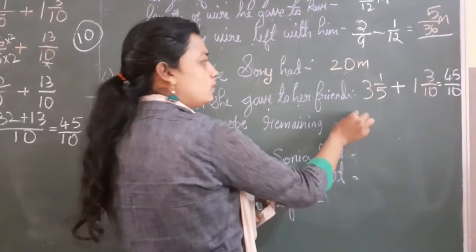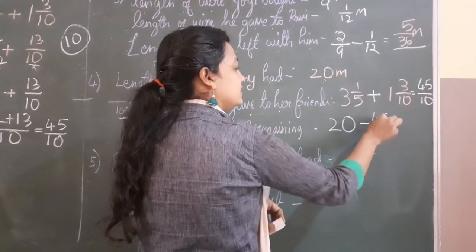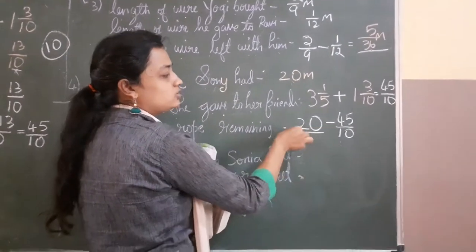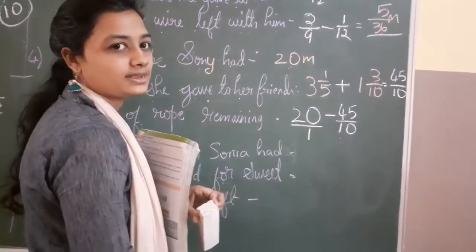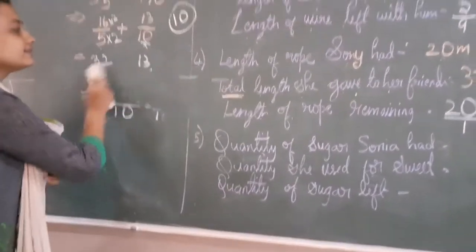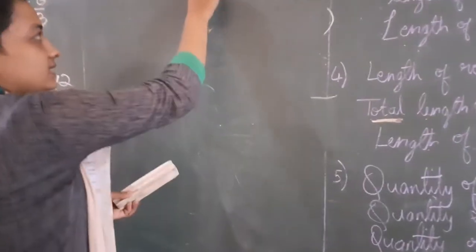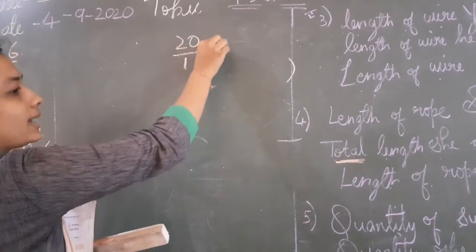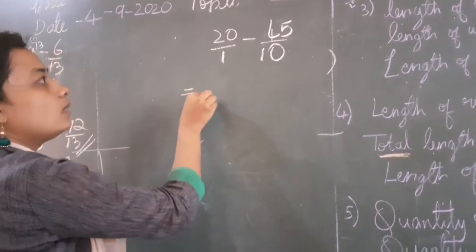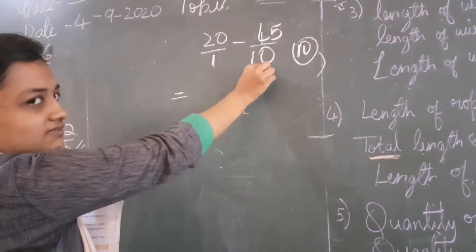For that, what should I do? I should take this 20 and subtract 45 by 10 from it. When there is no denominator, I should write 1 as the denominator. So let us subtract them. Go to your working column and subtract the numbers. That is 20 by 1 minus 45 by 10. Now, what is the LCM? It is 10 again. So, no need of converting it.